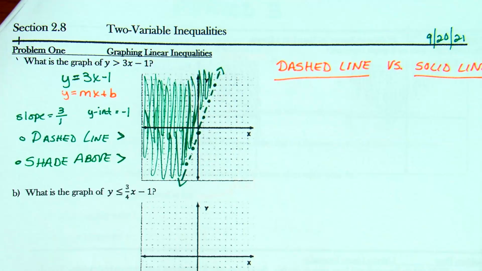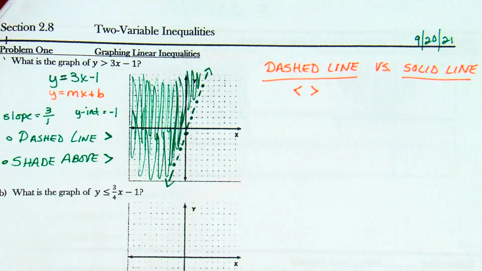Greater than or less than? Greater than, which is what we just did, right? Yes. Or less than. Those are the symbols that have you use a dashed line. So then what's going to have us use a solid line eventually? Greater than or equal to and less than or equal to.